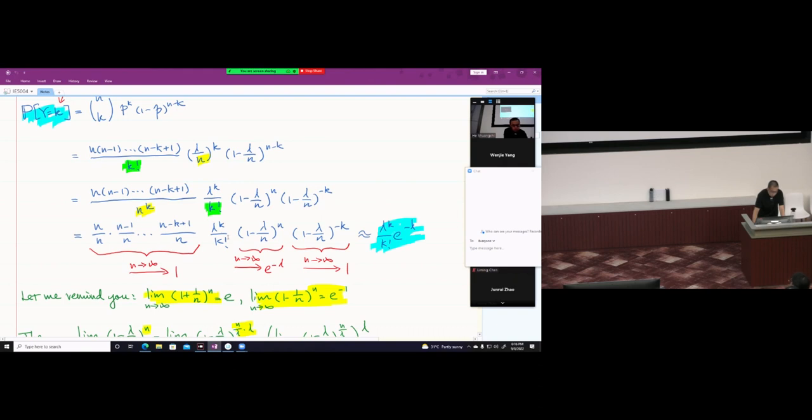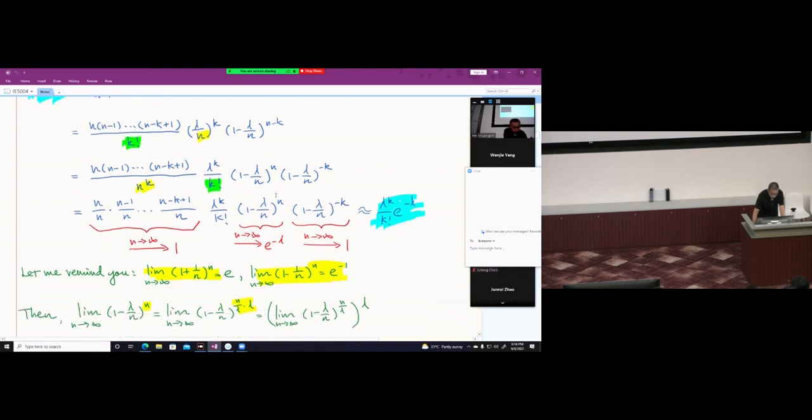For the second term, because both lambda and k are fixed numbers, we just leave it there. For the last term, because lambda is fixed, k is fixed, and n goes to infinity, this term will converge to 1. So now the only remaining term is 1 minus lambda over n to the power n. What is the limit of this term?